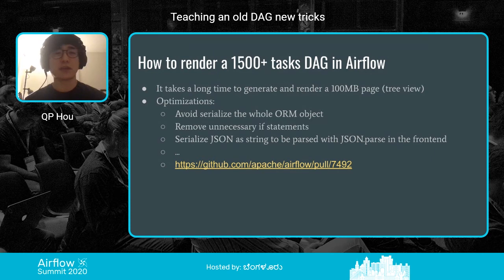So we looked into the Airflow code base and tried to optimize the hell out of this. We actually did a lot of optimizations. Some of the less intuitive ones include avoid serializing the whole ORM object. So instead of just parsing the ORM objects into the JSON encode function call, we just write manual encode functions that only serialize the fields that would be needed by the web UI to render this page.